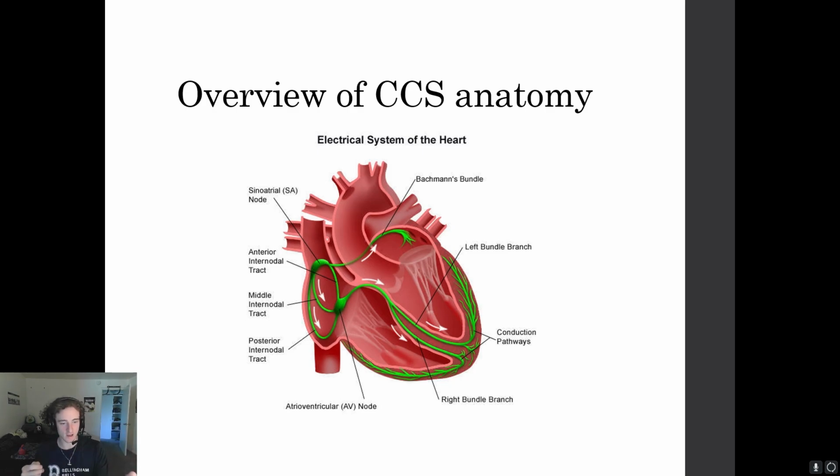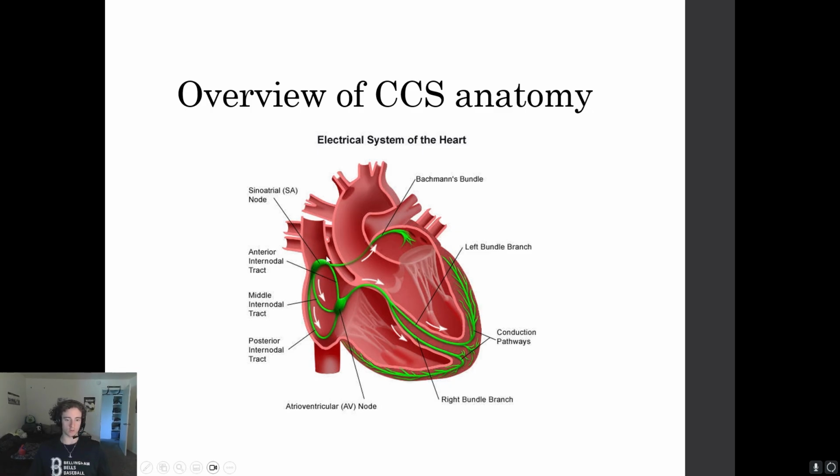We have the SA node. I'll just use my mouse. We got the SA node right here. And then we have that Bachmann's bundle that takes the signal from the right atrium to the left atrium. And then we have the AV node. And then that penetrates through that fibrous body of the heart and then goes down. We have the His bundle right here. And then it splits up into the right and left bundle branches. And then you have the Purkinje system that conducts the signal to the ventricular muscle.